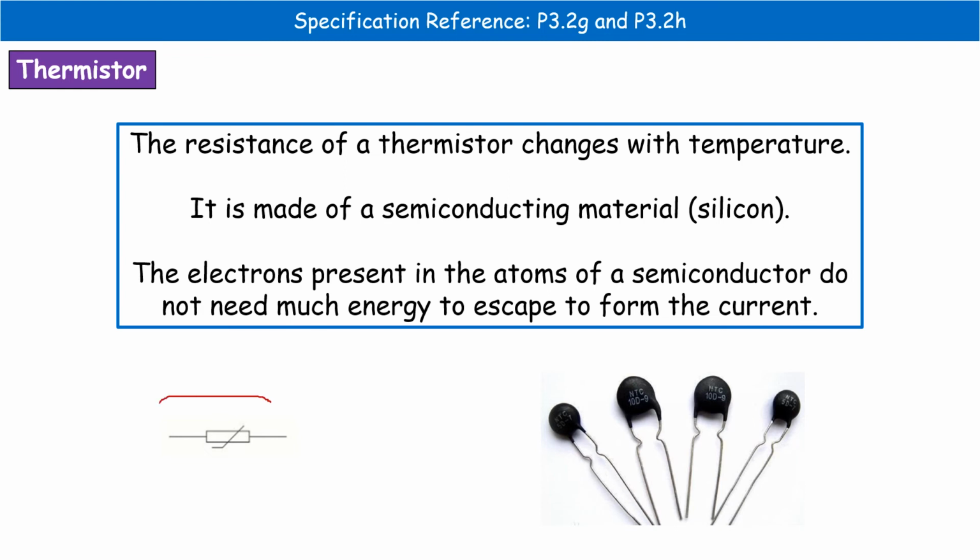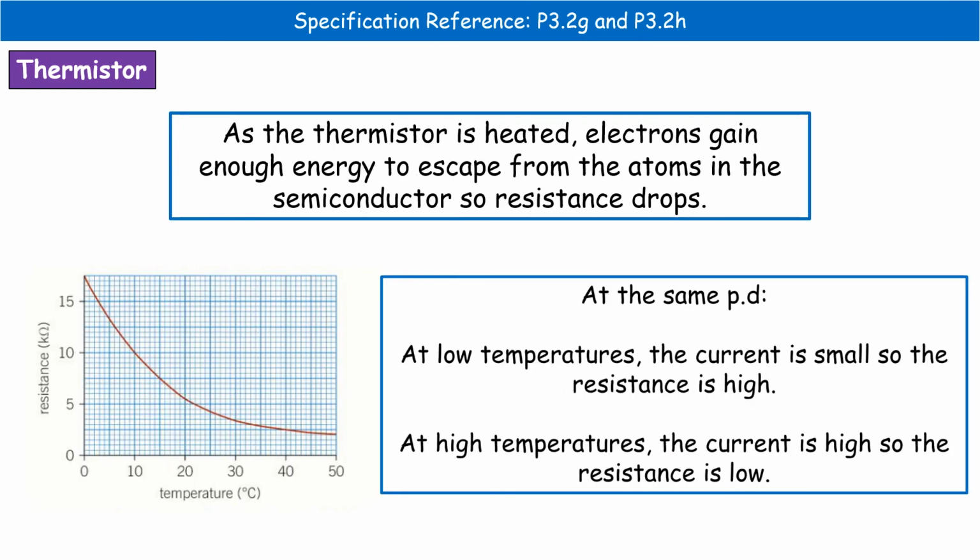Do note our little circuit symbol down here for our thermistor. Resistors are always a rectangle. With the thermistor, it looks like that weird looking tick going through the middle of it. What we find with the thermistor is as we increase the temperature, the electrons are going to gain enough energy to escape, and therefore the resistance is going to decrease. So what we can see is the higher the temperature, the lower the resistance. So you get that nice little curved graph there.